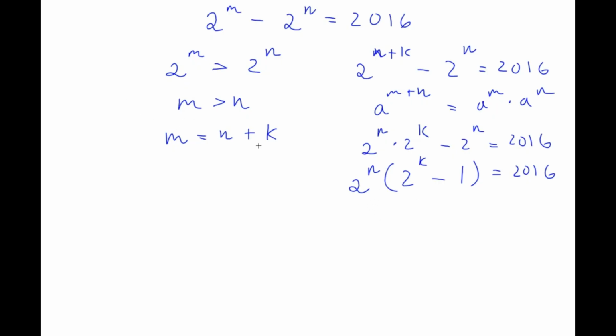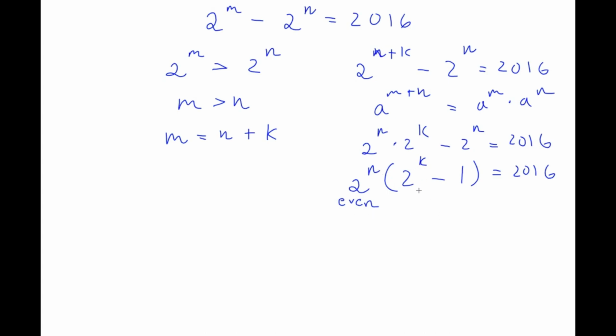Now, because we have a base of 2, we know that 2 to the power of n is going to be even, because 2 to the power of any number is even. 2 to the power of 5 is 32, 2 to the power of 4 is 16, 2 to the power of 3 is 8. Notice how all the powers of 2 are even. So 2 to the power of any number n is even.